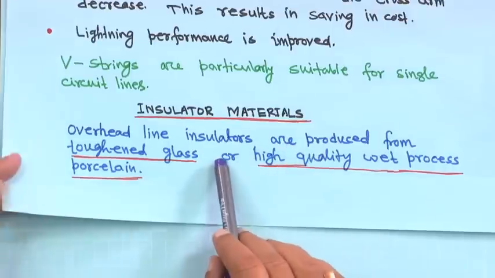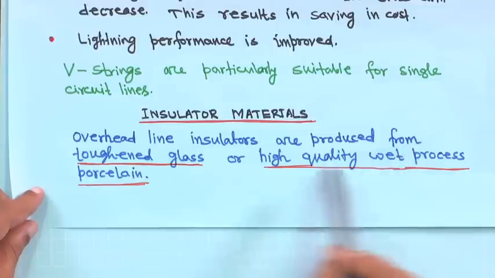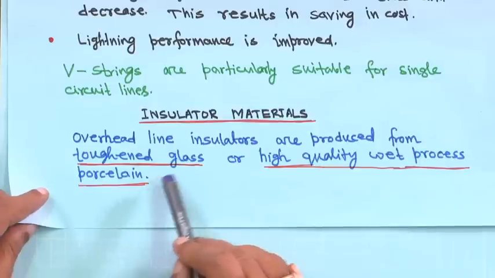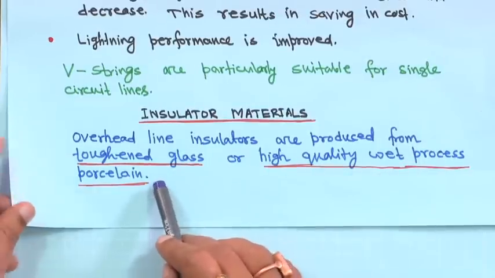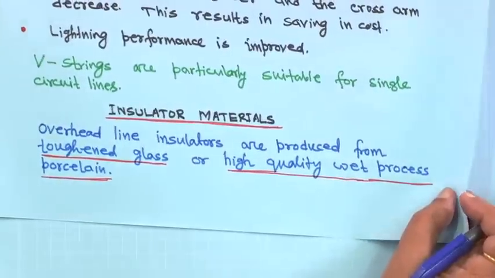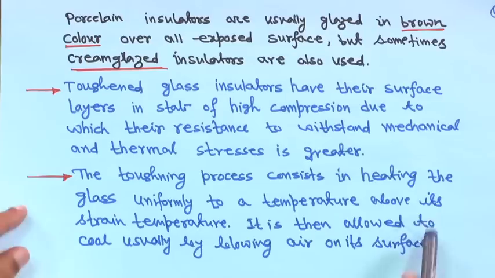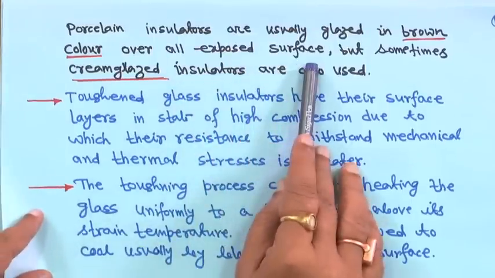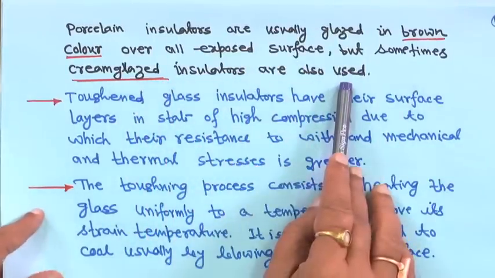And insulator materials. Your overhead line insulators are produced from toughened glass or high quality wet processed porcelain. Porcelain is very common; toughened glass is also used for high voltage, but porcelain is very common. You have to have a little bit of idea about insulating materials. Porcelain insulators are usually glazed in brown color, that you have also seen. Overall exposed surface you have seen, but sometimes cream glazed insulators are also used.